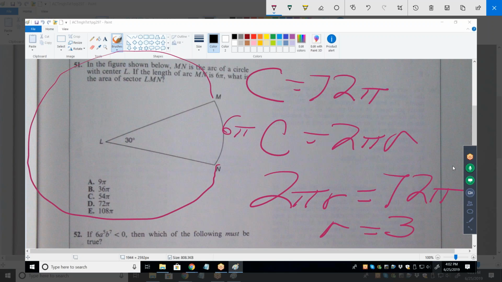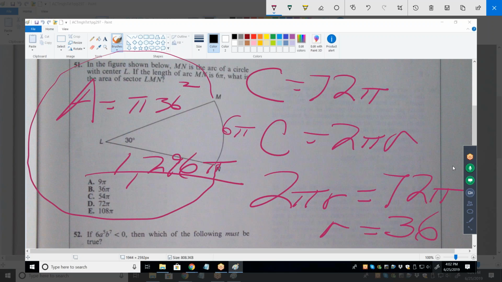36. Yes. And now the area of a circle is equal to what? Now the area of the circle is equal to 36 squared times pi, that is 1,296 pi. And 1/12 of that is 108 pi. Yeah, once you divide that by 12, you don't need a calculator any longer. That's got to be the answer.